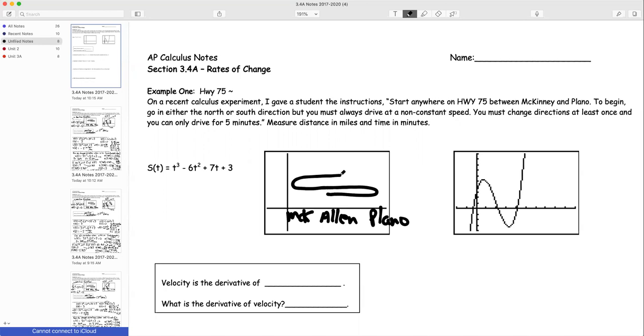This equation, S of t, physics people, it's my what? Velocity? Try again. Acceleration? Position function.